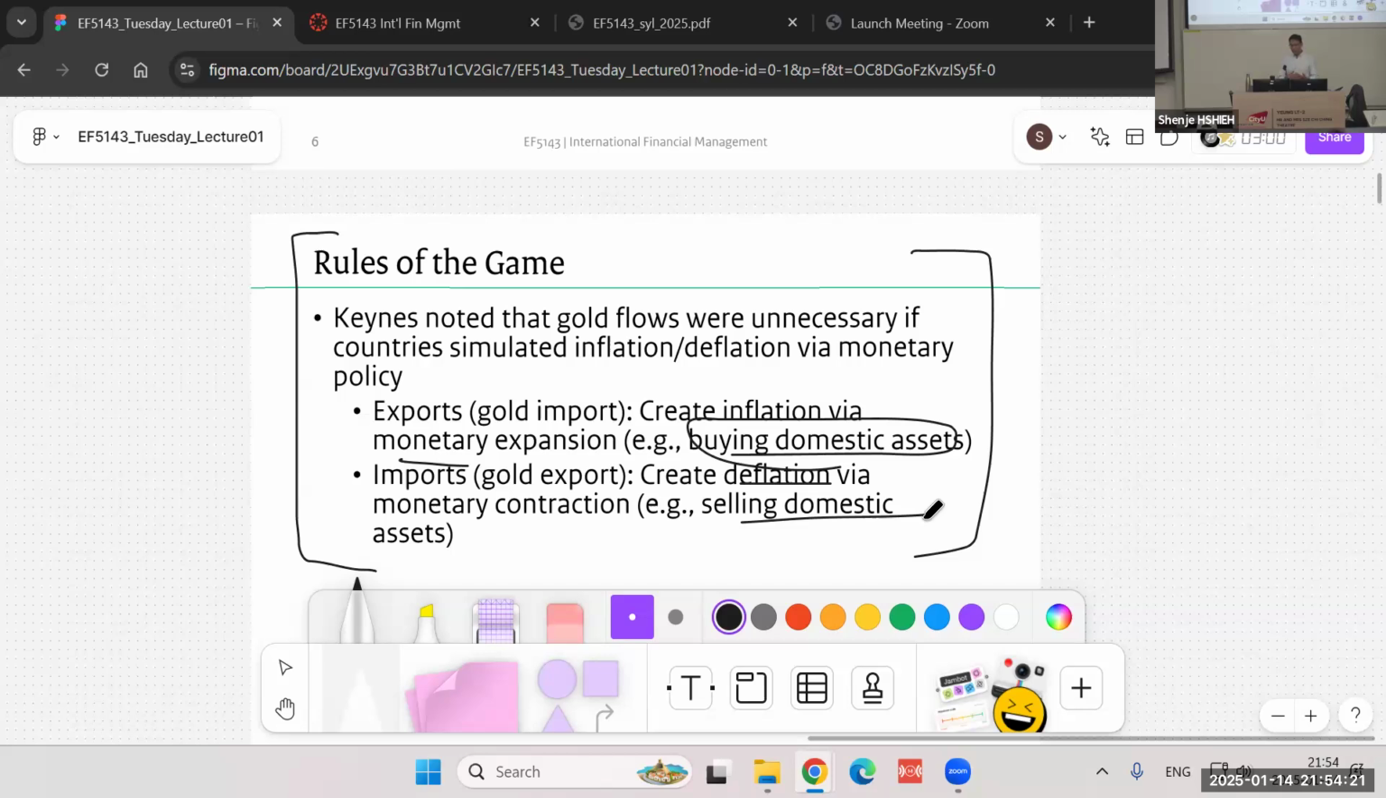You can conduct monetary policy, buying or selling foreign or domestic assets to change the money supply, which creates inflation or deflation. And that's what Keynes proposed. So rather than moving gold, we can increase predictability and control for the central banks if they just follow these so-called rules. But as you can imagine, conflicts with external and internal balances lead to the breakdown of the system.